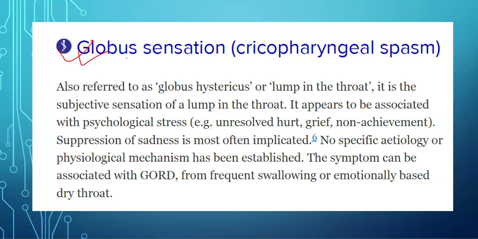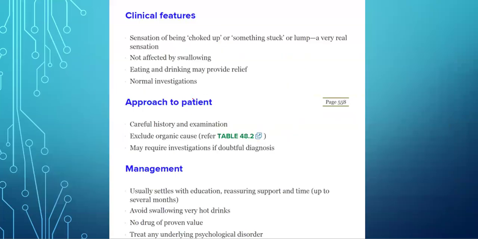This is called globus sensation. Sometimes a patient can come to you saying, doctor, I feel something is inside my throat. So it is a subjective sensation of a lump in the throat, usually associated with some psychological problem. But again, you can't be sure until you do everything. So you will do endoscopy, barium, you might even do a manometry, and everything comes normal. Then you can diagnose this as globus hystericus or globus sensation.